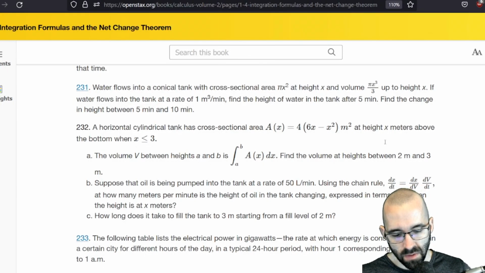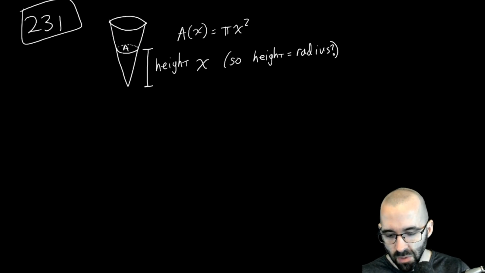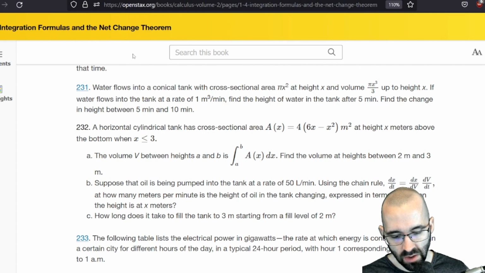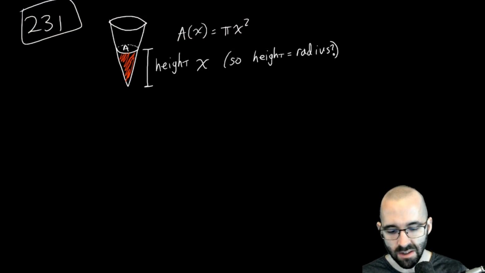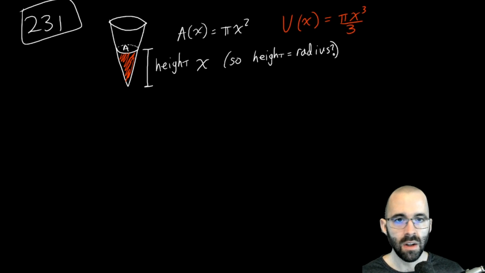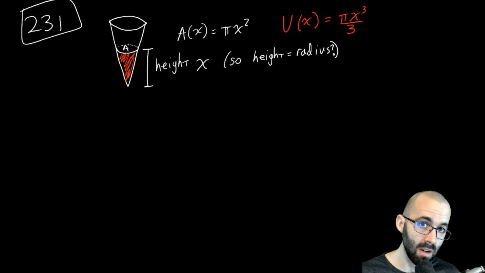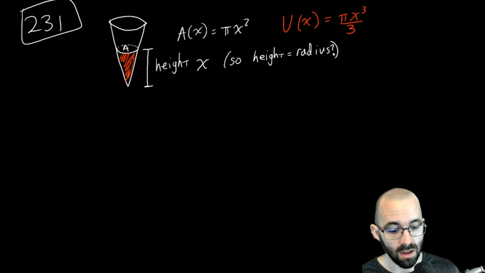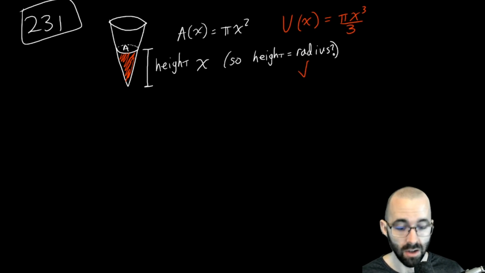And volume, okay, so this cross-sectional volume now is going to be pi x cubed over 3. All right, that's where it tells us. The volume is also a function of x, and it's pi x cubed over 3. In general, the volume of a cone is pi times the radius squared times h over 3. So if h is equal to x, that becomes the same thing. So yep, height is the radius for our special cone here.